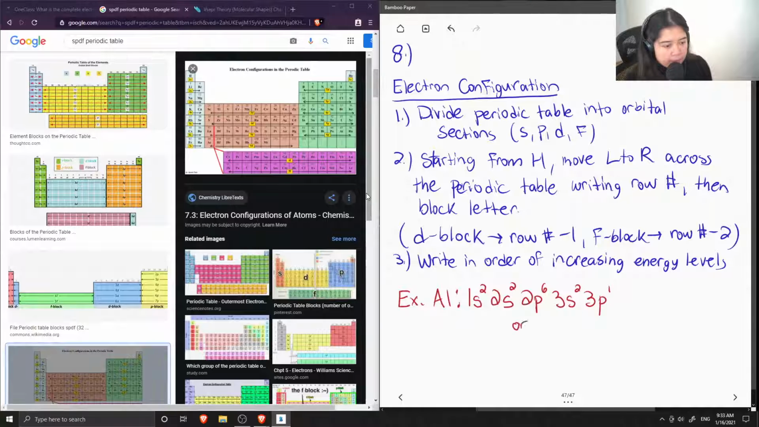And we can also express this in the shorthand configuration. To do that, we just need to find the noble gas that comes before aluminum, which in this case is neon. So we write neon in square brackets, and then we just continue writing the rest of the electron configuration normally. So 3s2 and then 3p1.